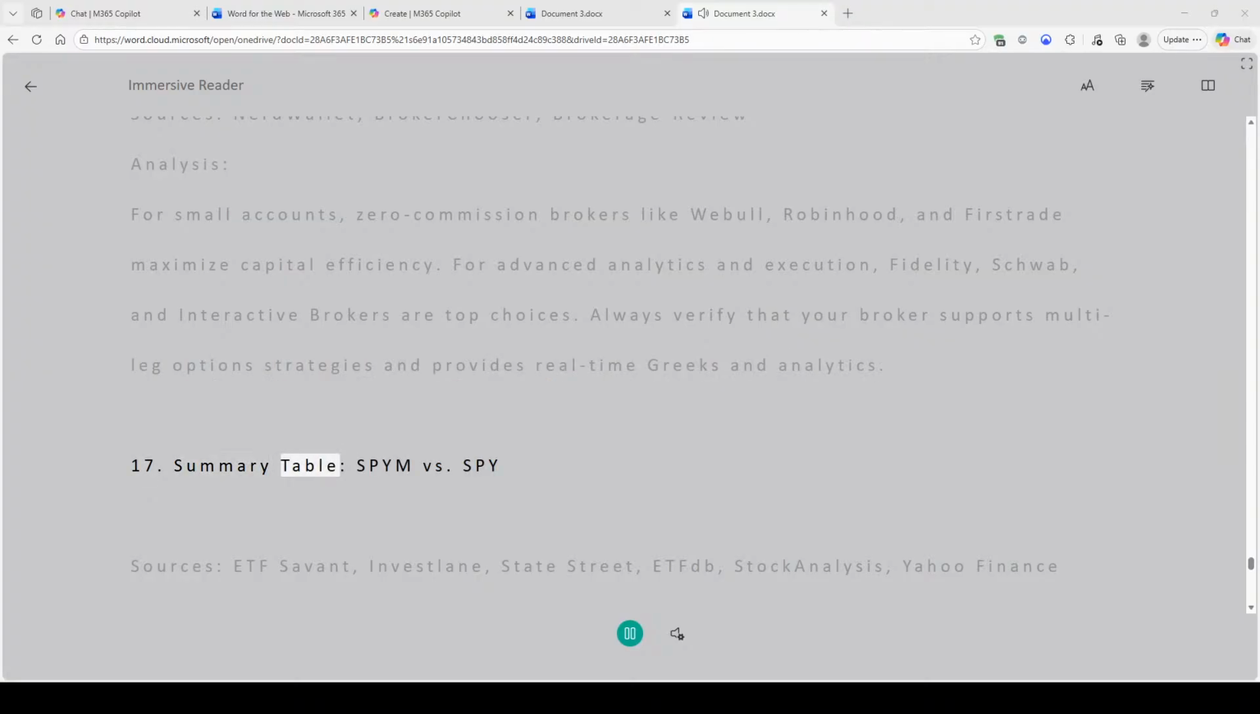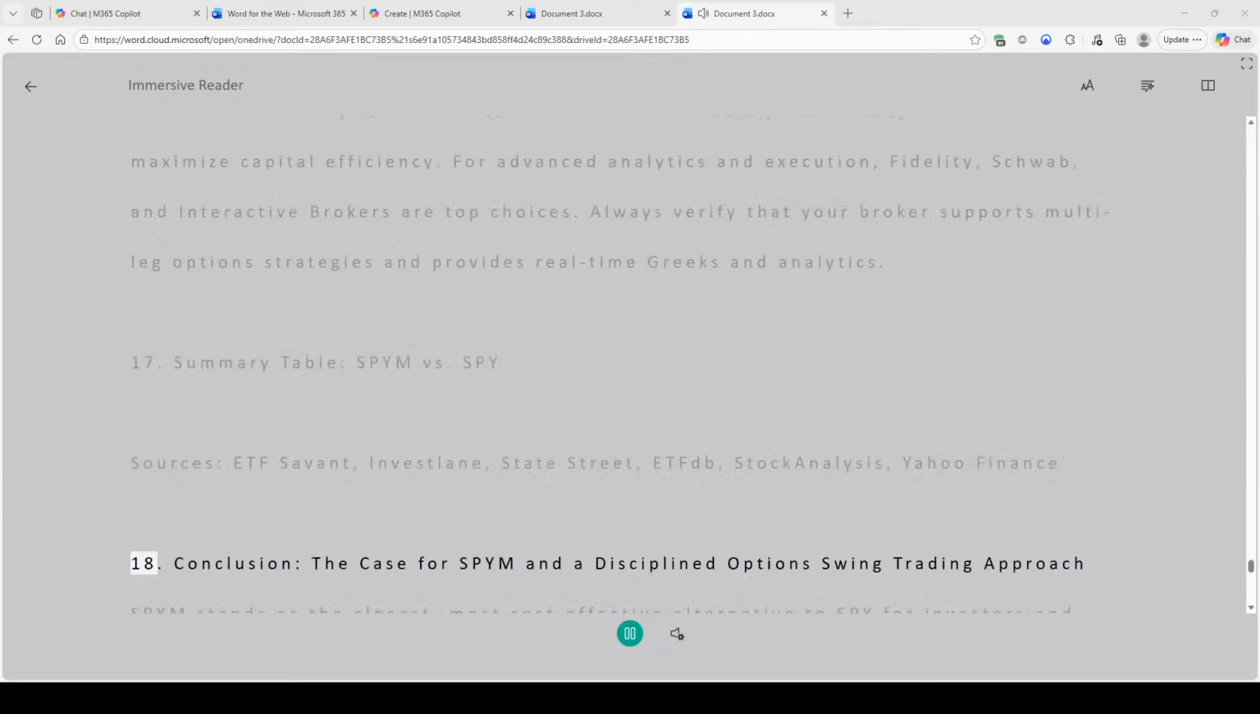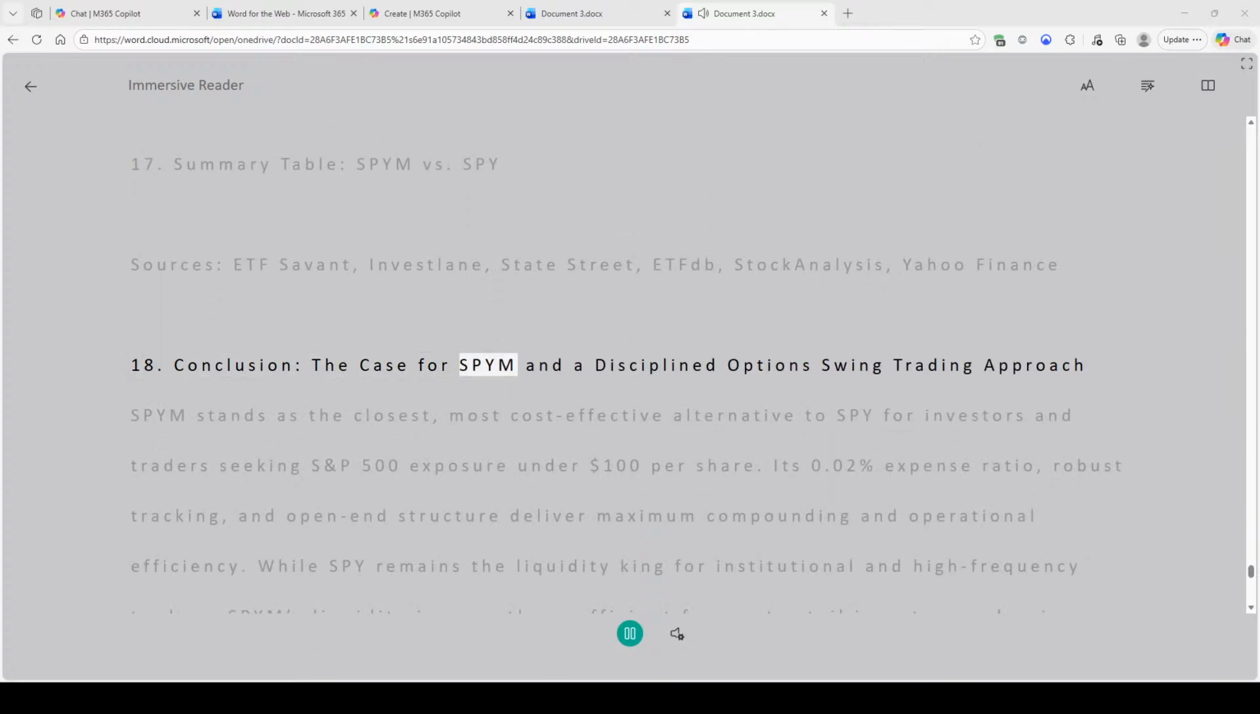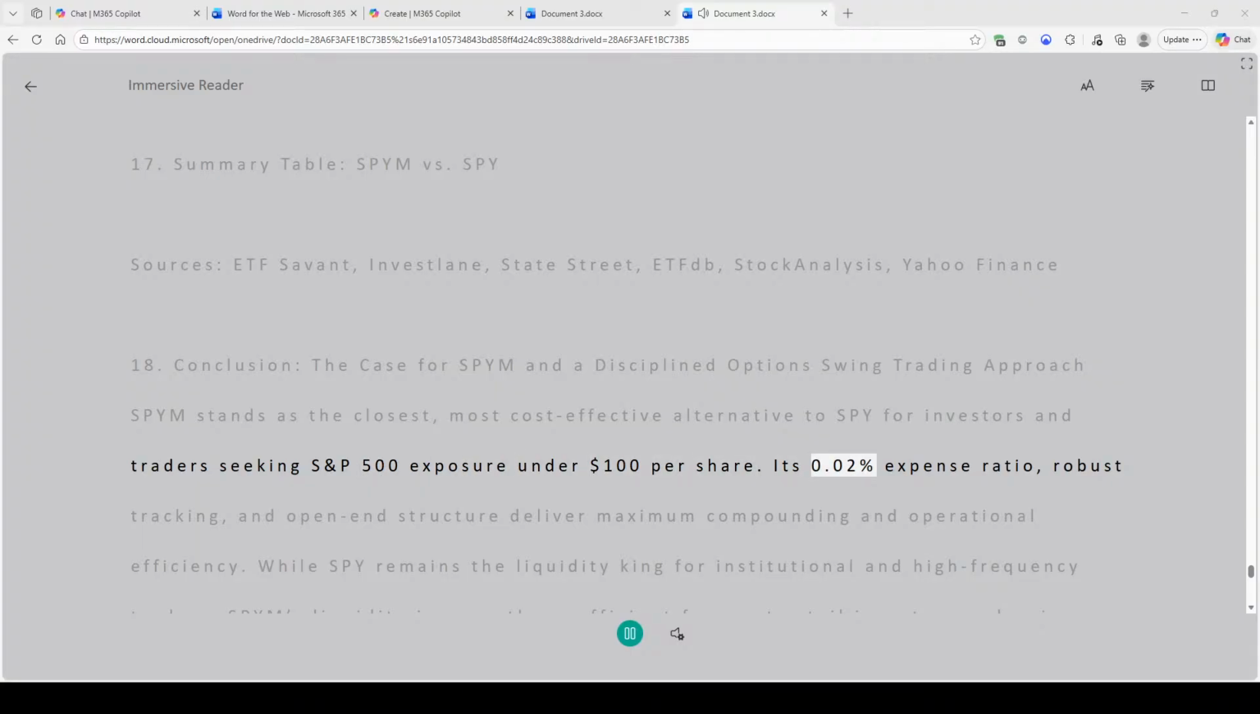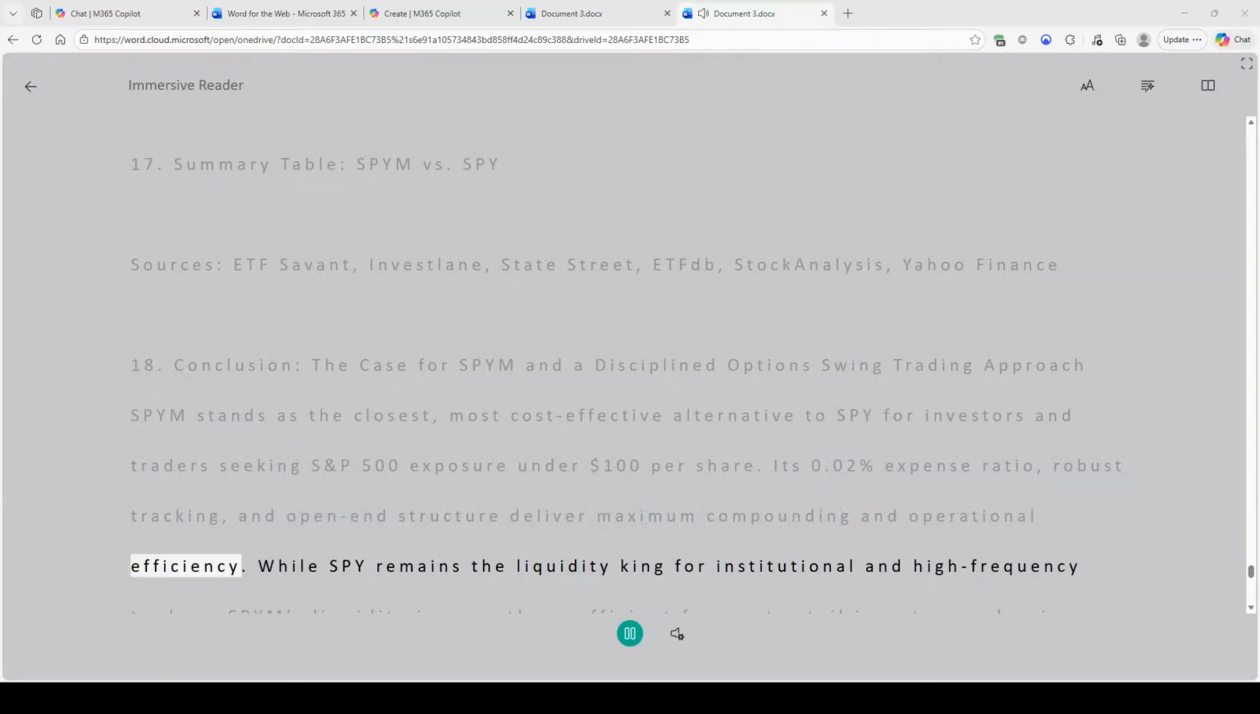17. Summary Table, SPYM versus SPY. Sources: ETF Savant, InvestLane, State Street, ETFDB, Stock Analysis, Yahoo Finance. 18. Conclusion: the case for SPYM and a disciplined option swing trading approach. SPYM stands as the closest, most cost-effective alternative to SPY for investors and traders seeking S&P 500 exposure under $100 per share. Its 0.02% expense ratio, robust tracking, and open-end structure deliver maximum compounding and operational efficiency.